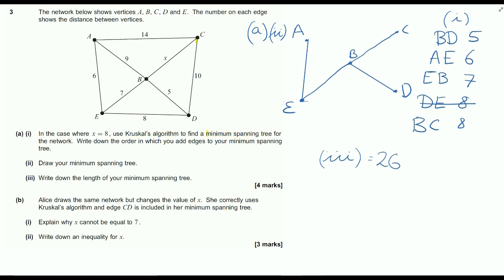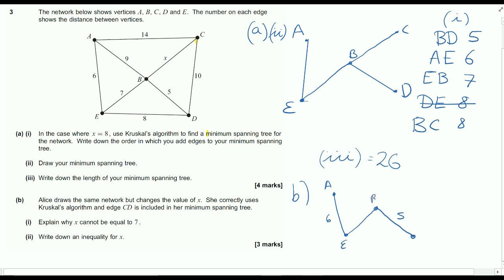So we're being asked to explain in part B why x cannot be equal to 7. So Alice has drawn the same network but changes the value of x. She correctly uses Kruskal's algorithm and the edge CD is included in her minimum spanning tree. So by including the edge CD, that has to mean that she's correctly applied the algorithm. She's correctly applied it from B to D to choose the 5, then to choose the next smallest, which is A to E for 6, and to say that BE is 7.